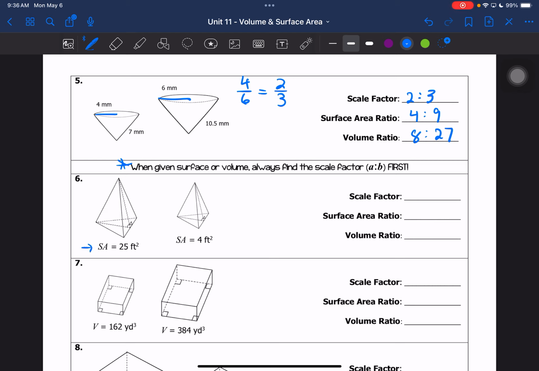Like if you are given the surface areas, we know that the surface area ratio is 25:4. We could then fill out the rest of this.